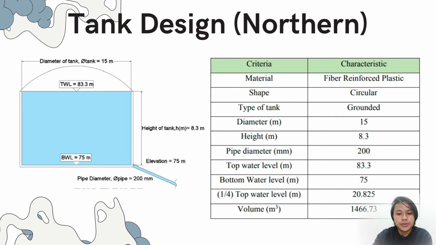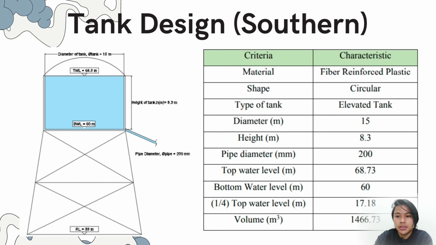When the tank is in full condition, the top water level is calculated to be 83.3 meter and the bottom level is at 75 meter. The volume of this water tank is designed to be 1466.73 meter cube in total.